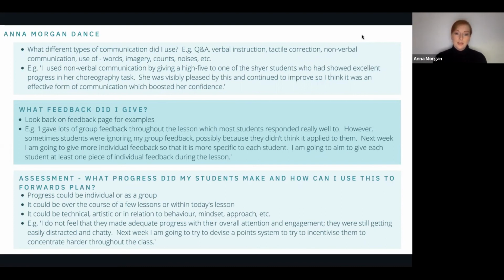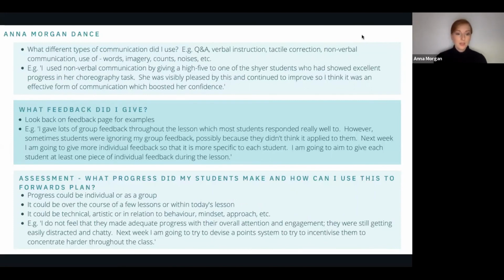Assessment. What progress did my students make, and how can I use this to forward plan? So progress could be individual or as a group. So it could be that the whole group were on time today, and they're usually always late. That's a group progression. Or it could be individual. That student has never been able to improvise before, and today they gave it a go.